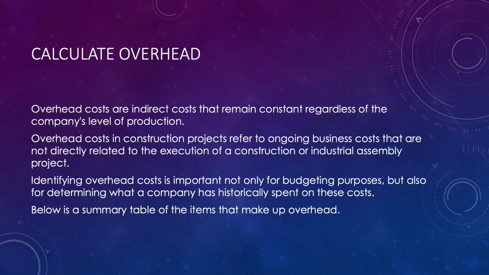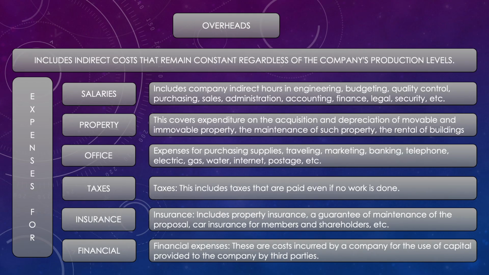Calculate overhead. Overhead costs are indirect costs that remain constant regardless of the company's level of production. Overhead costs in construction projects refer to ongoing business costs that are not directly related to the execution of a construction or industrial assembly project. Identifying overhead costs is important not only for budgeting purposes, but also for determining what a company has historically spent on these costs. Below is a summary table of the items that make up overhead. This screen displays a chart that illustrates where overhead comes from.